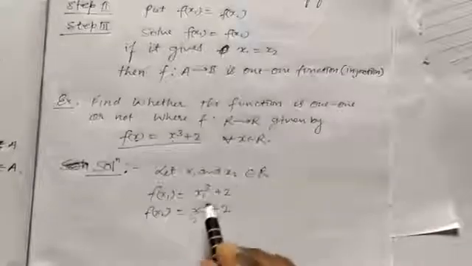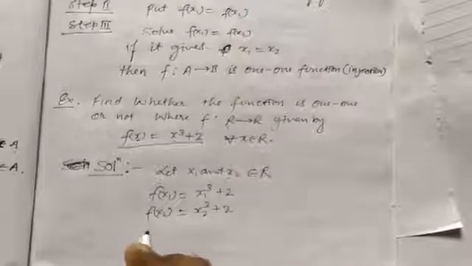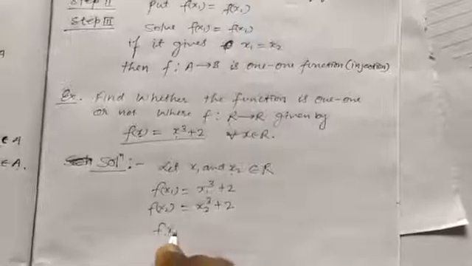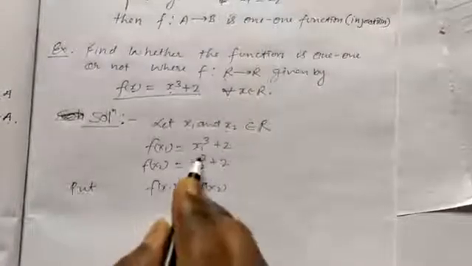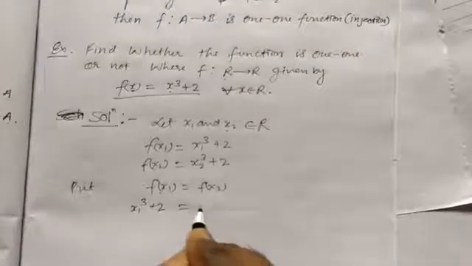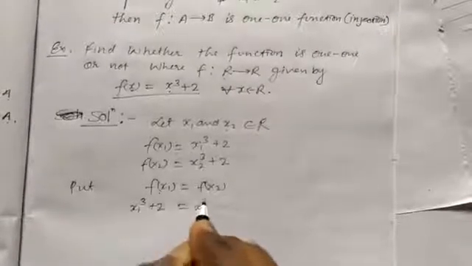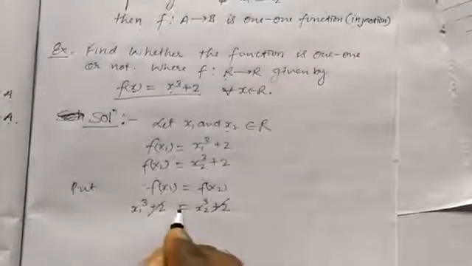This is the first step and this will be the second step. In the second step, you have to write f(x1) equals f(x2). Now substitute the value of f(x1), which is x1 cube plus 2, and the value of f(x2), which is x2 cube plus 2. Plus 2 and plus 2 cancel by the rule of cancellation. x1 cube equals x2 cube.